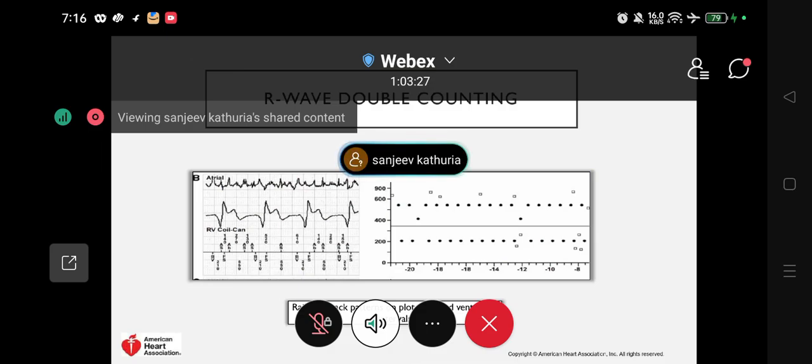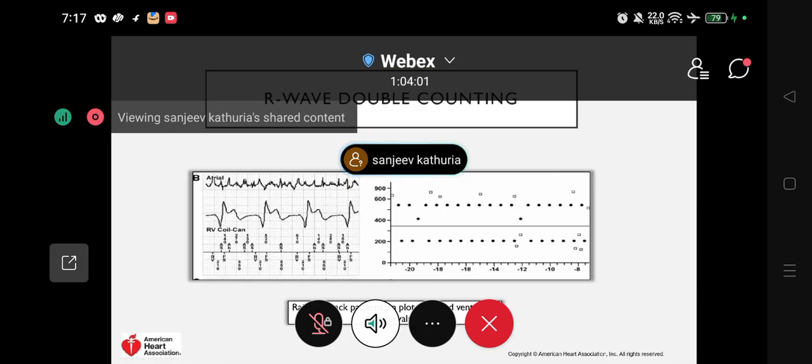This is a typical exam picture which will be given as a spotter. Railroad track pattern. Railroad track is because the R wave is bigger. The upper is the R wave. The lower one in between, see, between two R's there is a T. So it will be a little lower, but it will keep coming in. This is known as railroad track. Upper are R's, below are T's, but the T's are perceived as R. So it is now double counting the T wave.